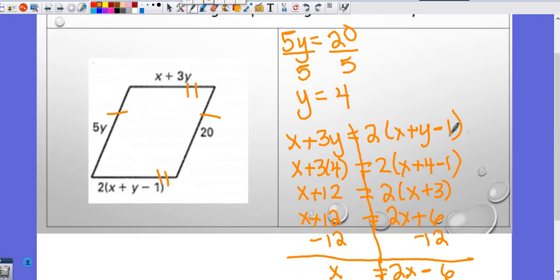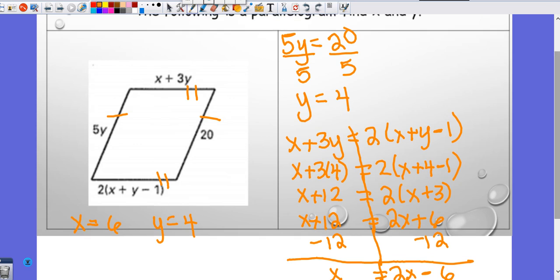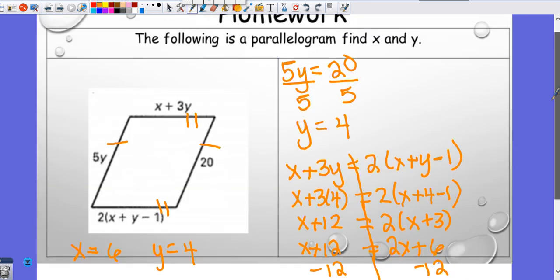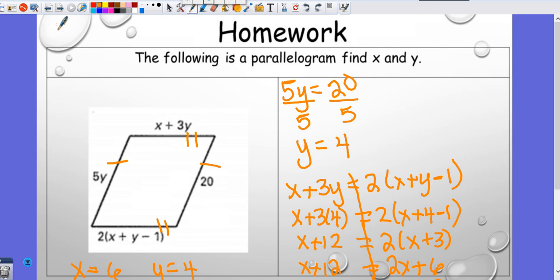Now be careful, because sometimes these things might ask you to find the sides. So just make sure you fully answer the question. So x equals 6 and y equals 4. So make sure you read carefully. Okay, babies? Read, and read carefully.